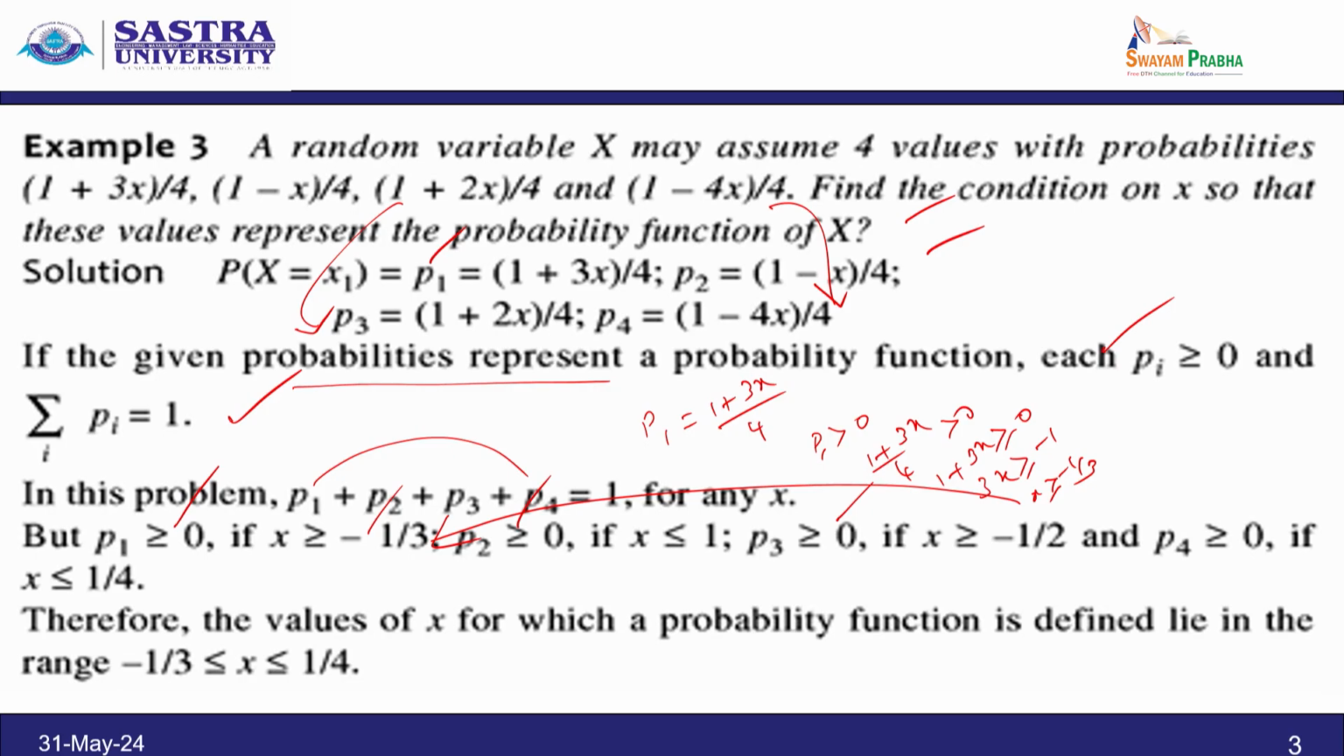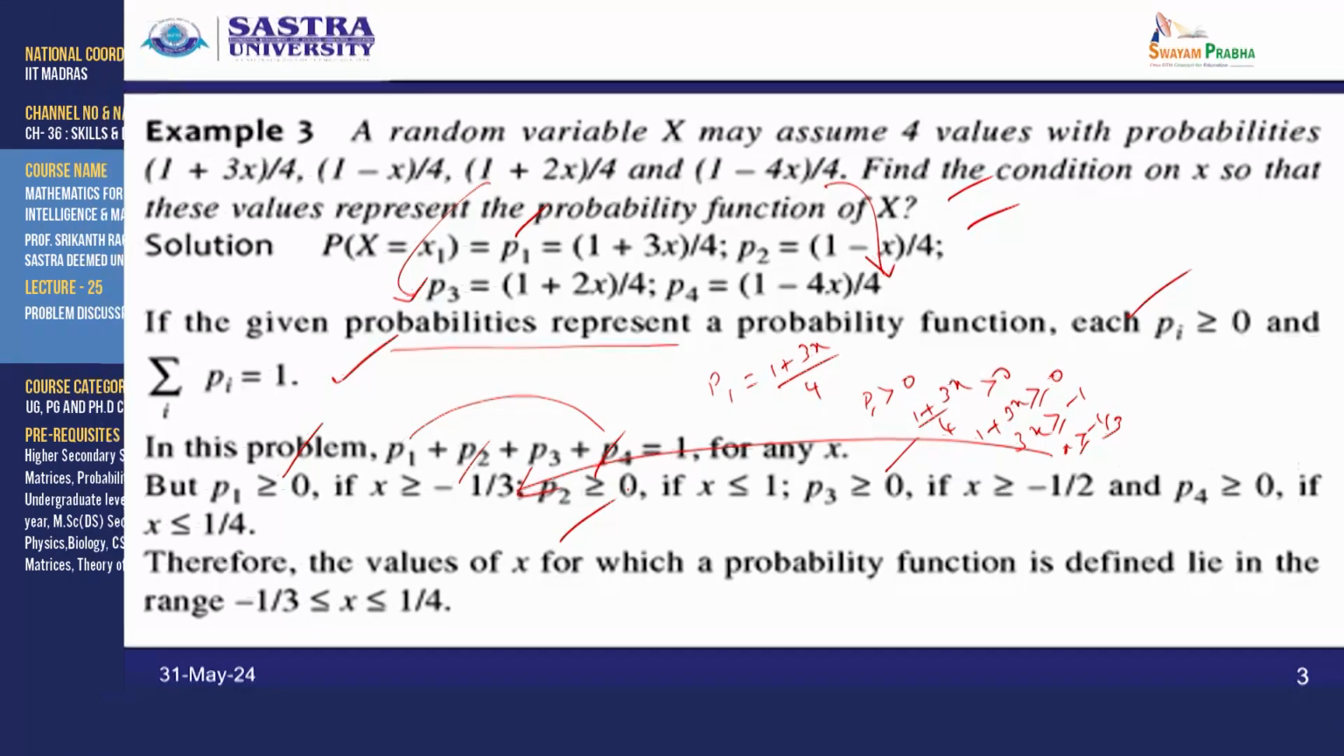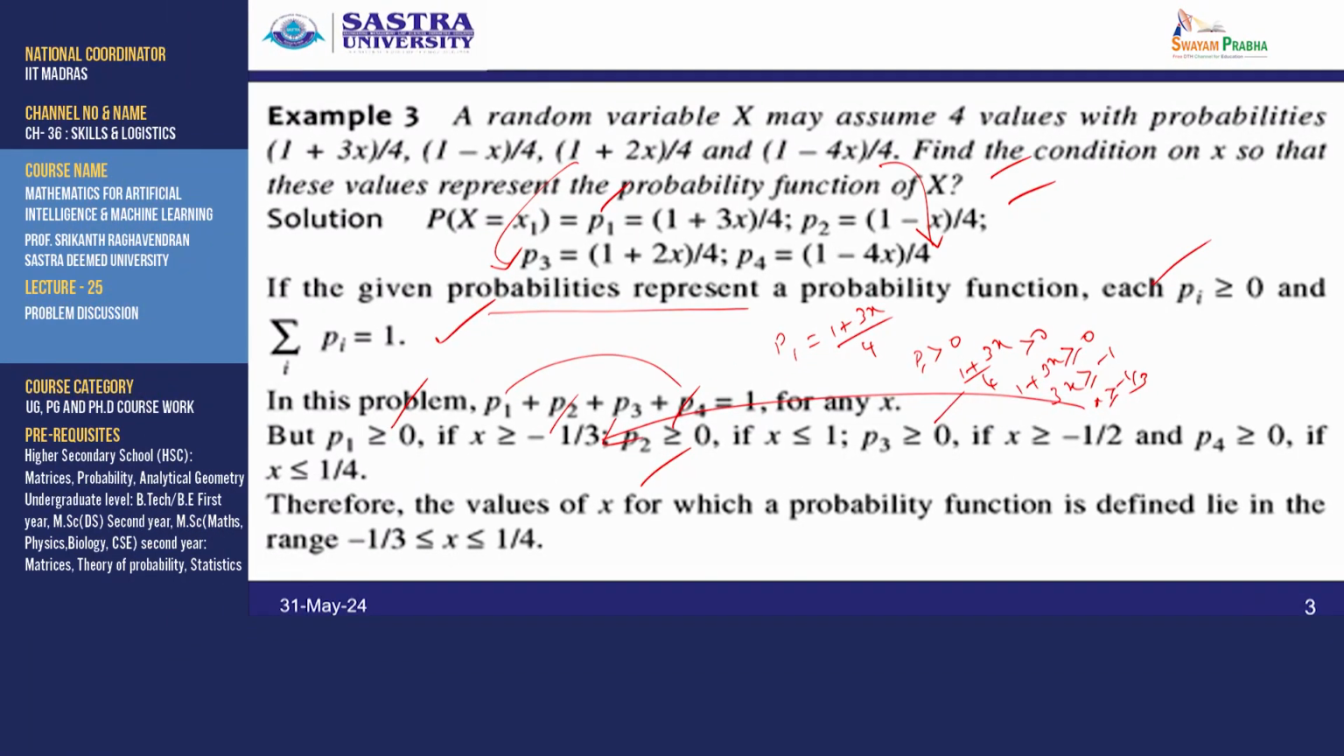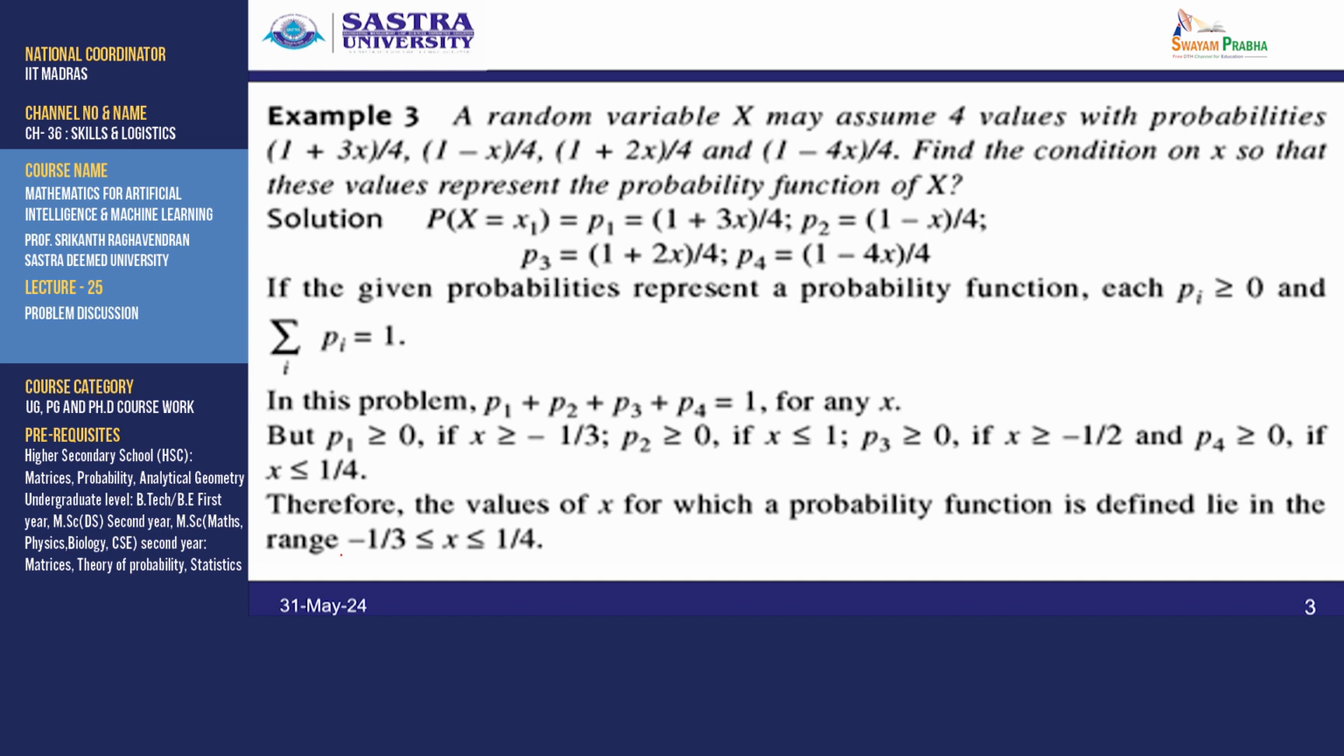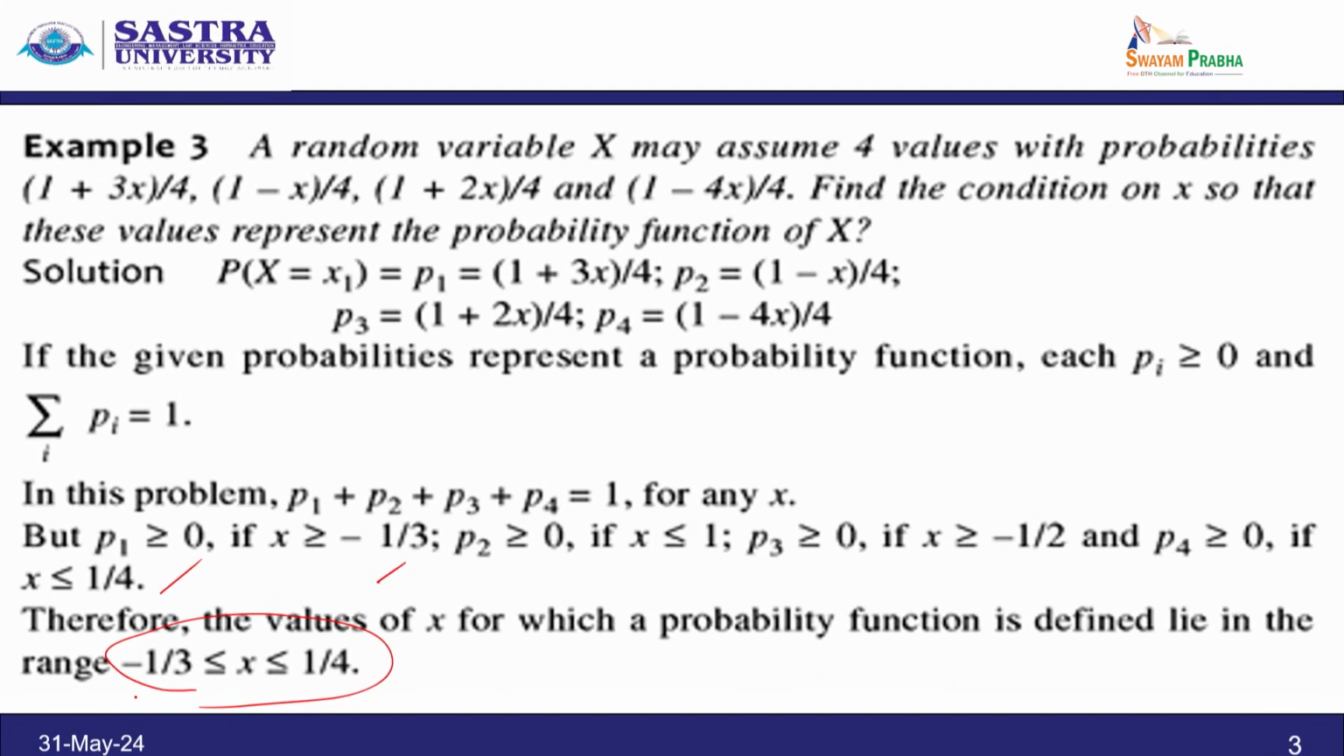Therefore, the value of x for which the probability function is defined lies in the interval, you check it out here. See, minimum value of x is minus 1 by 3, maximum value is 1 by 4, and together we have minus 1 by 3 less than or equal to x less than or equal to 1 by 4. So, this is the range we found out, that is the condition on x, and the values represent the probability function of x.